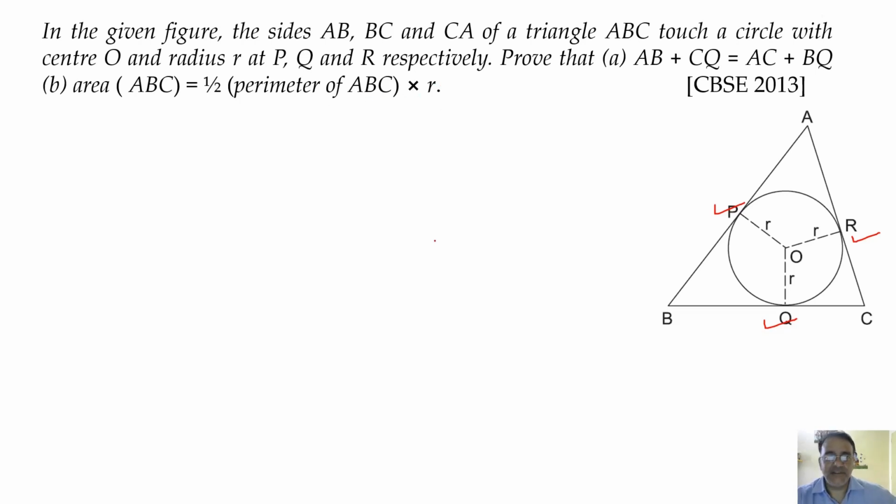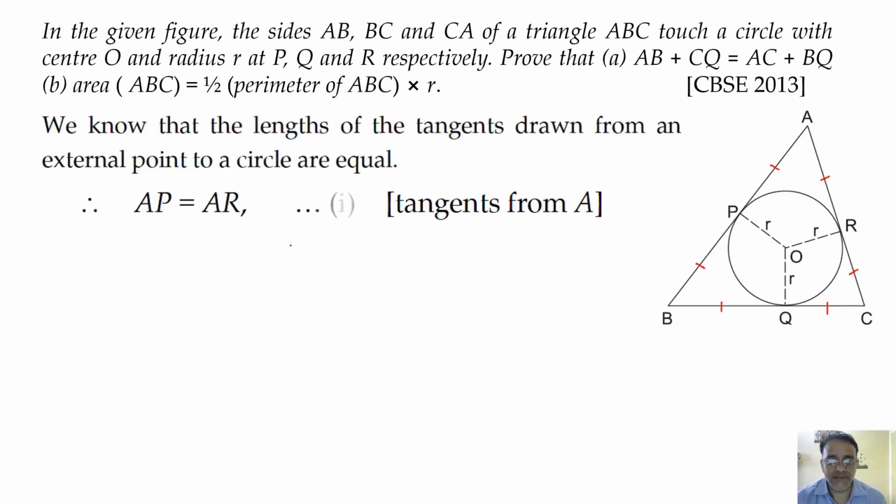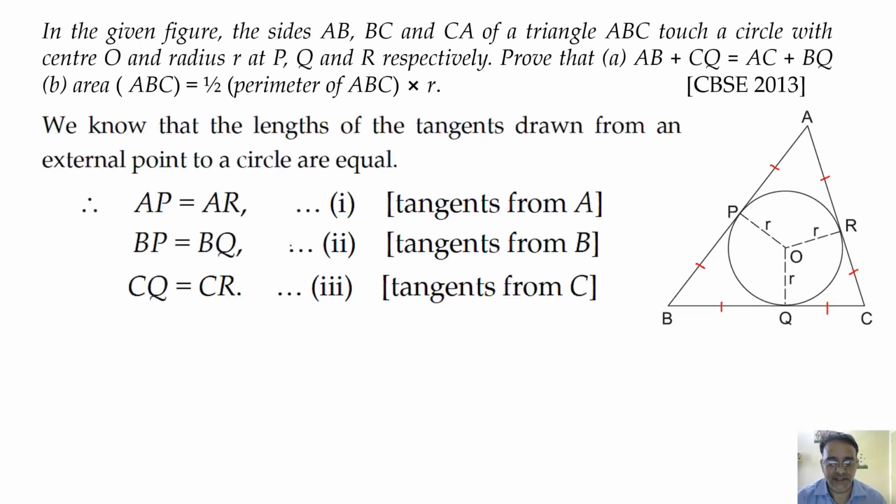And the second, area of triangle ABC is half of the perimeter of triangle ABC into radius R. So let us start with the proof. First we will start with the fact that the lengths of the tangents drawn from an external point are equal. So AP is equal to AR, BP is equal to BQ and CQ is equal to CR, right? So three equations we will write, 1, 2, 3.